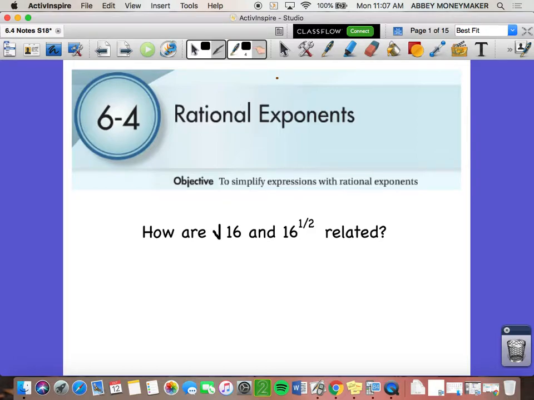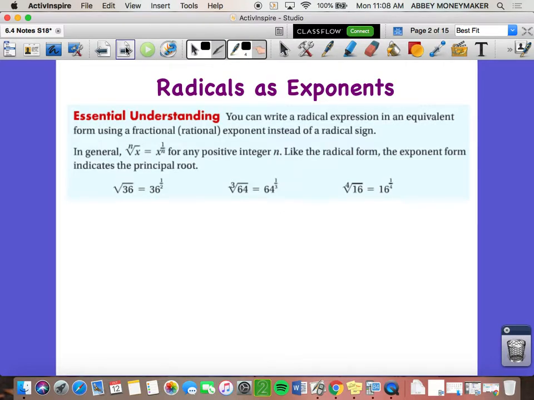So the first question here, it didn't copy over. How are the square root of 16 and 16 to the 1/2 power related? Well, if you type them in your calculator, they are the same. They are, in fact, equal to each other. The square root of 16 is the same as saying 16 to the 1/2 power. And this rule applies for any radical that you use.